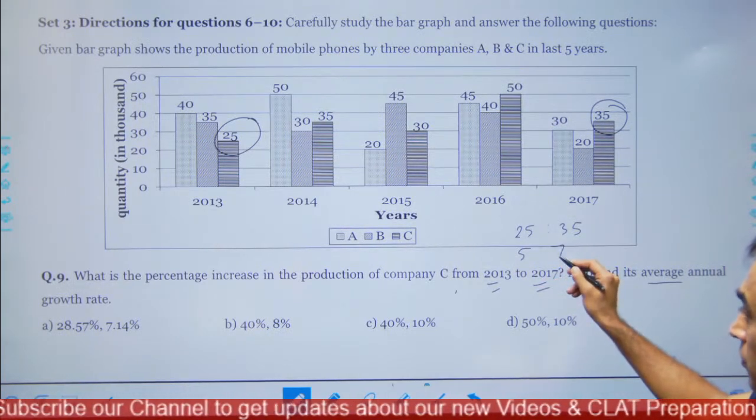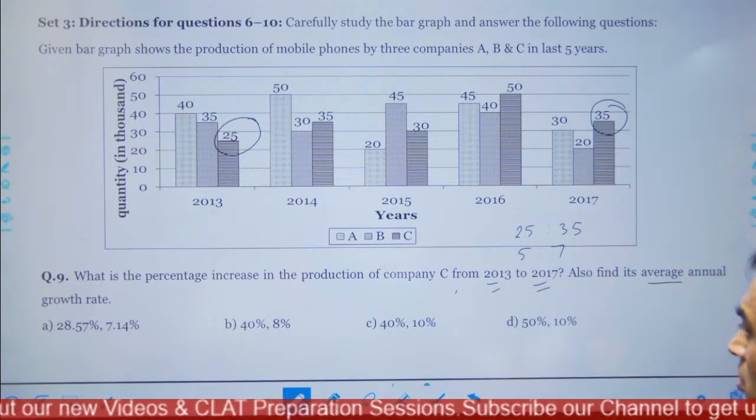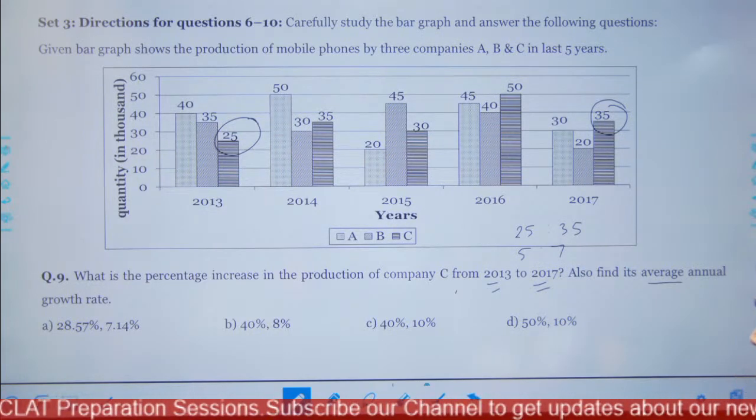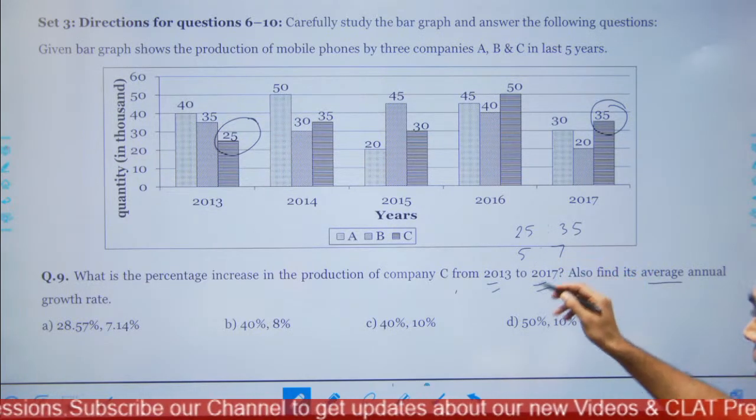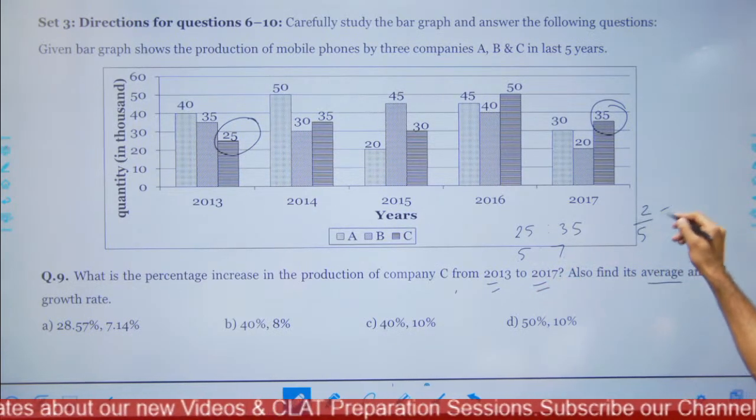5:7. I'm sorry, from when was he saying? From 2013. Whose? C's. Yeah. So this is 5 to 7. So basically, I've increased from 5 to 7. So I've increased by 2 by 5, which is 40%.